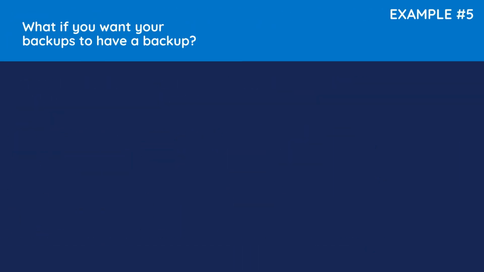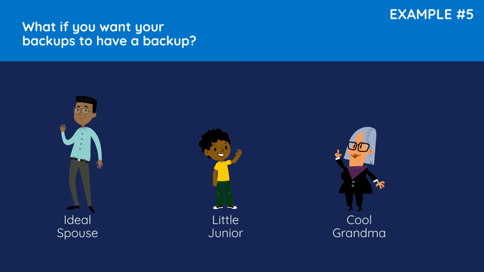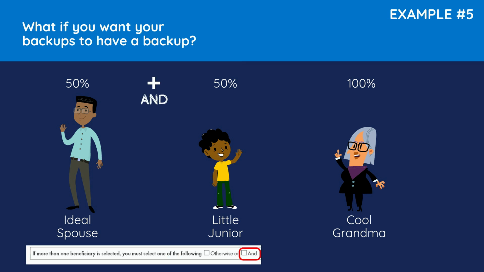What if you want your backups to have a backup? In this case, ideal spouse and little junior will each receive 50% of the benefit if living at the time of payment. If not, then cool grandma receives 100% of the benefit. Remember, in this scenario, the "and" box is checked between the first 2 beneficiaries, and the otherwise box is checked between beneficiary 2 and 3.